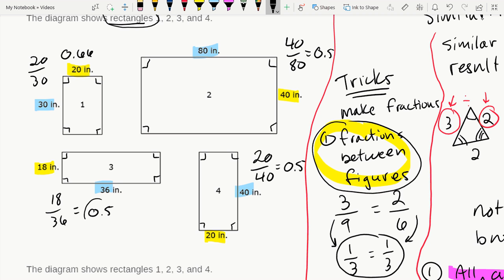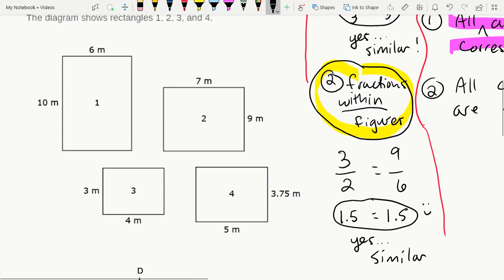So all of them that have a matching number, those are all similar. Those two are similar, those two are similar, and those two are similar. All three of them are similar to each other. Okay, let's do the same thing in this one now.